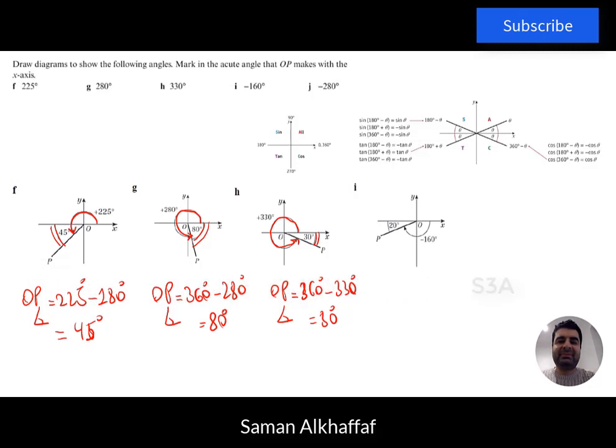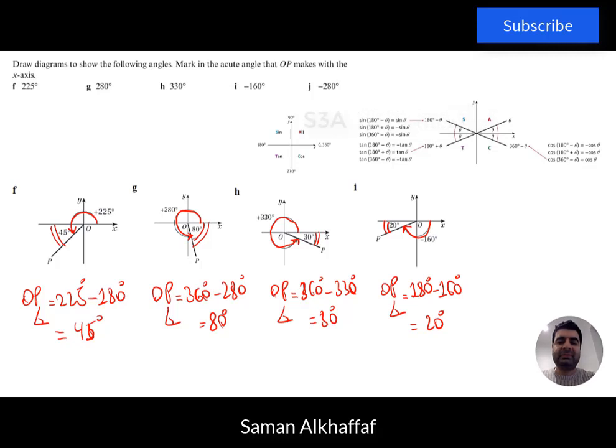For part I, it's a negative 160, so we're moving in the clockwise direction as shown here in 160 degrees. And now to find the OP angle, we have 180 degrees take away, in this scenario, 160 degrees, and that will give us 20 degrees for the angle of OP with the x-axis.